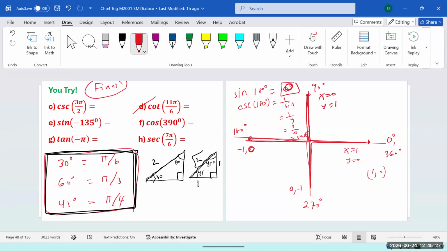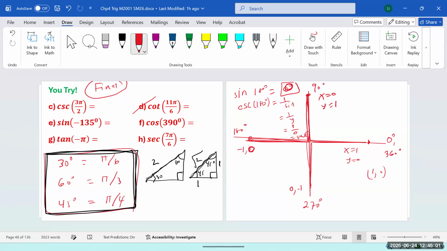So what is the reference angle for 180? The reference for 180 is 180. If it's closer to 180, you subtract from 180. Oh, 180 minus 180 is 0. There is no triangle. For quadrantal angles, there is no triangle. Cosecant doesn't exist because the denominator is 0.